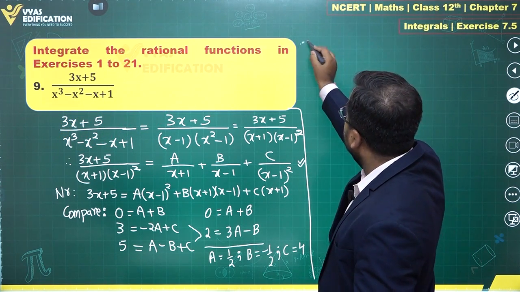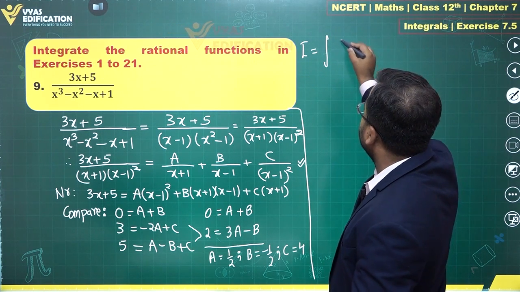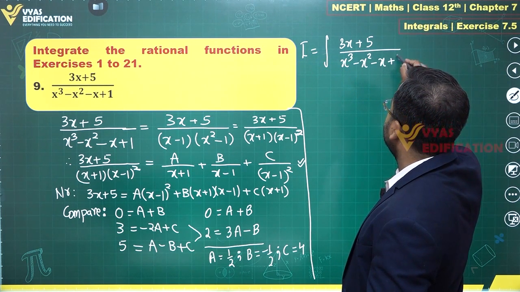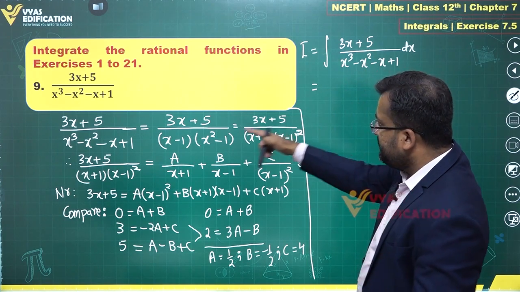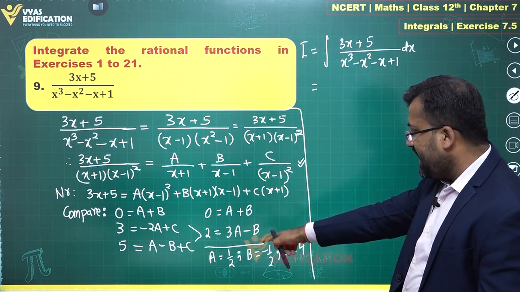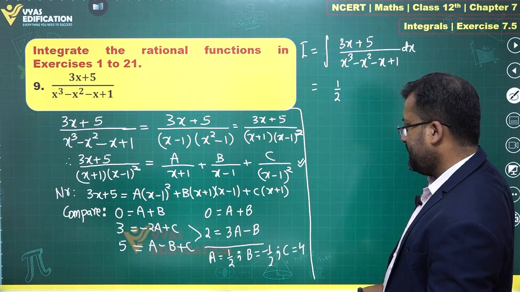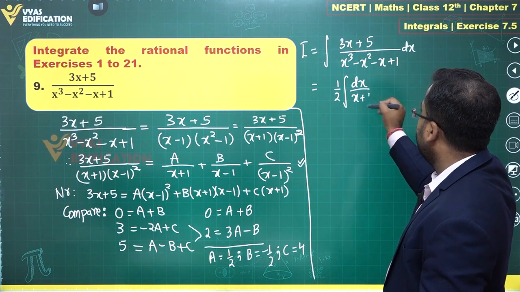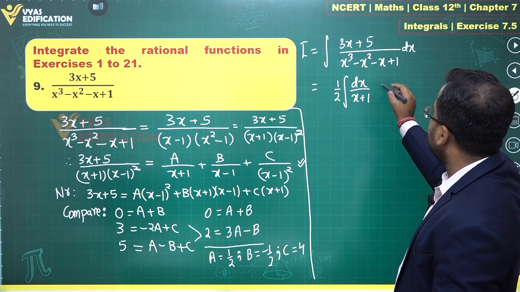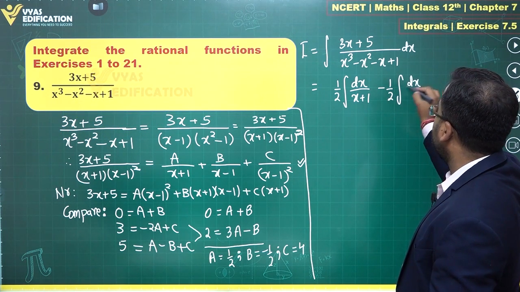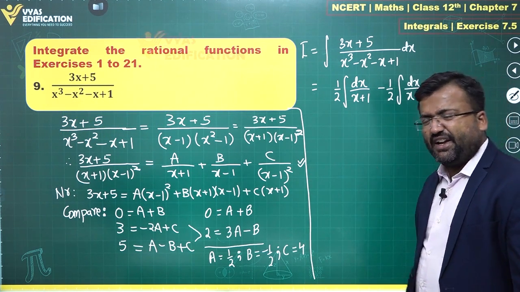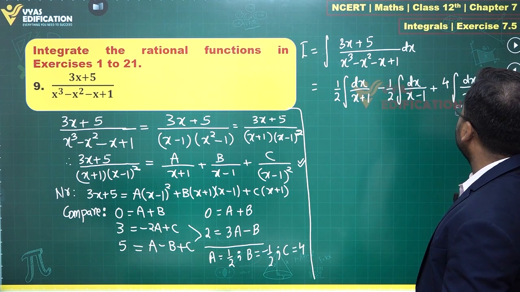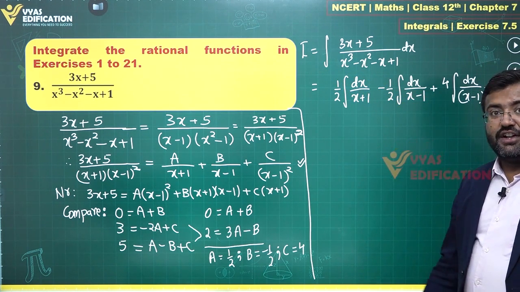So let's integrate. I is equal to the integral of that whole expression, 3x plus 5 over x cube minus x square minus x plus 1 dx, and that expression has been further converted into this, which is a, 1 by 2 times the integral of 1 dx upon x plus 1. Then you have b, which is minus 1 by 2, so that becomes minus 1 by 2 times the integral of dx upon x minus 1. I am writing them as separate integrals. Then you have plus c times the integral of dx upon x minus 1 square. And now we can see the separate integrals easily, right?